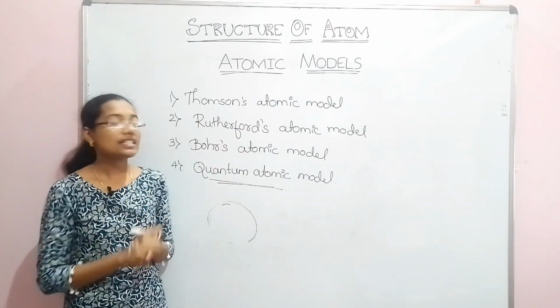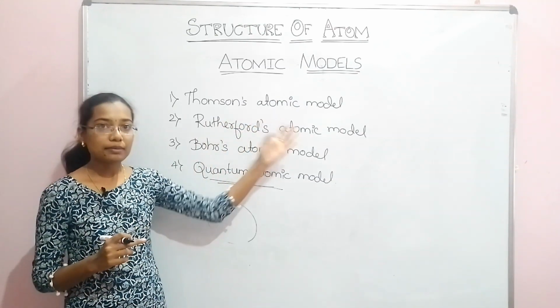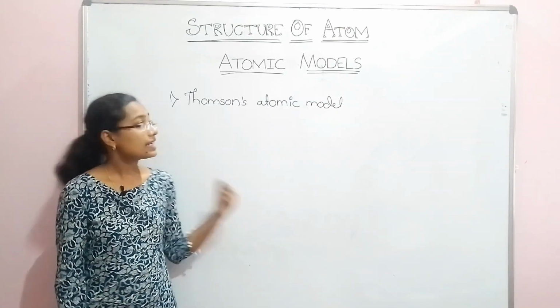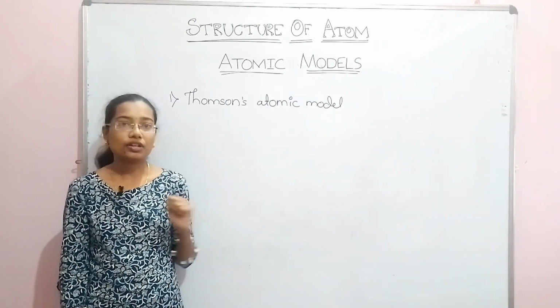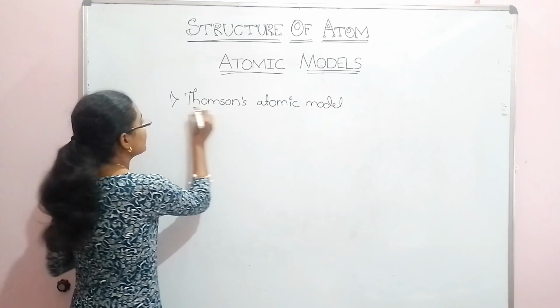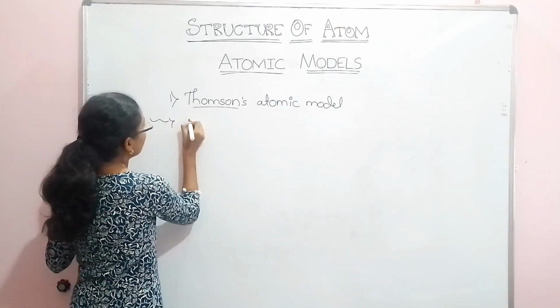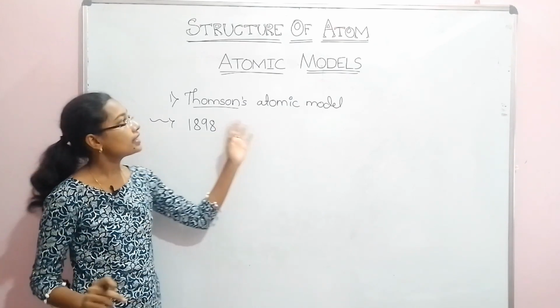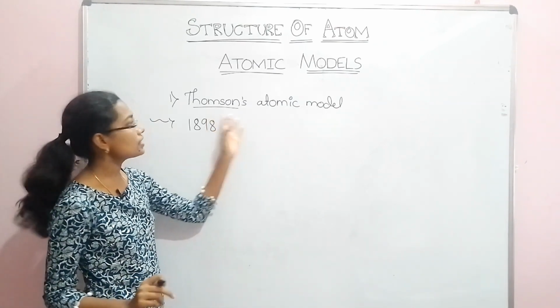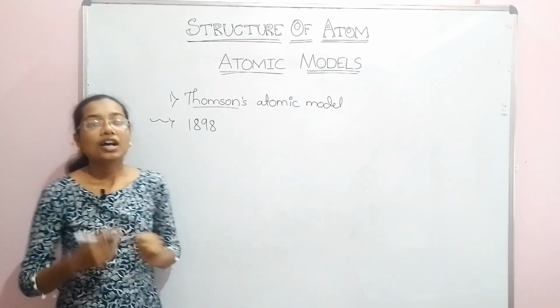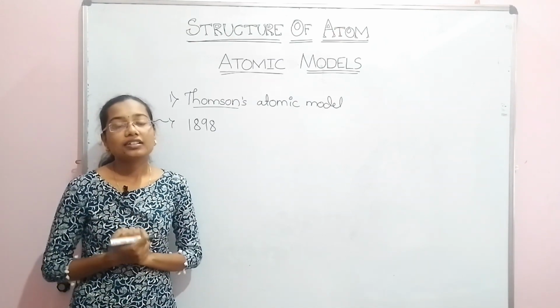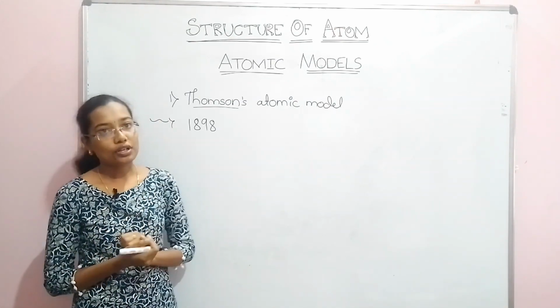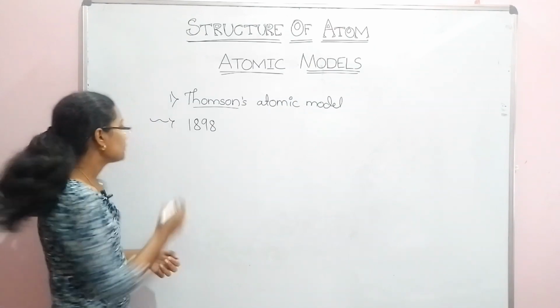First we'll start with Thomson's atomic model. In the year 1898, Thomson gave his model, which is Thomson's atomic model. What are the postulates he gave for his atomic model? We'll see them one by one.